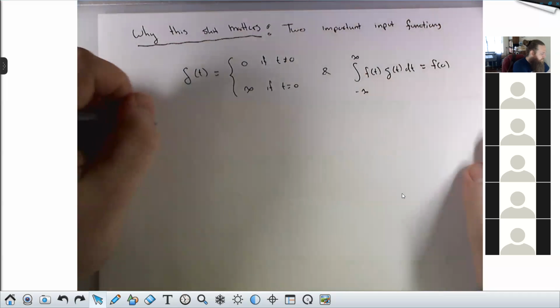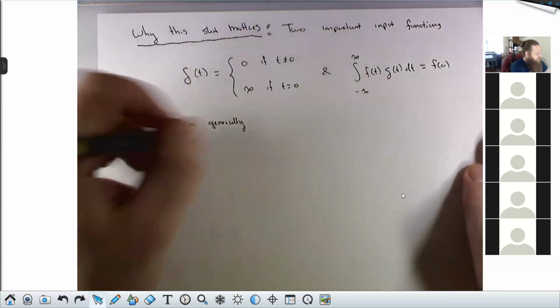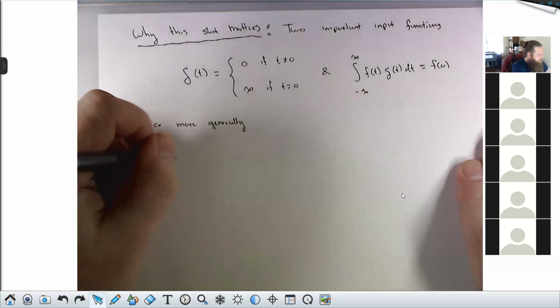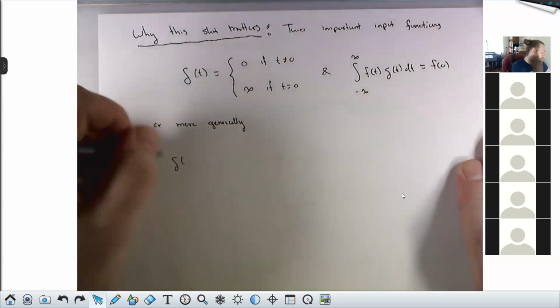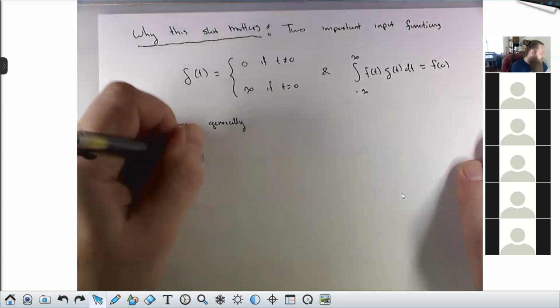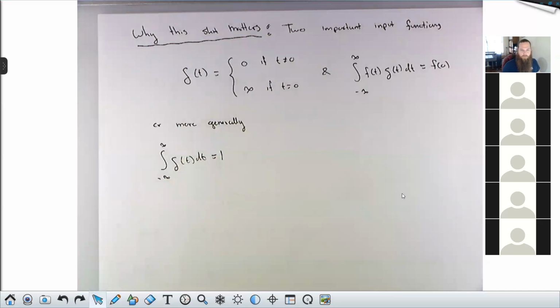Or more generally, the integral from negative infinity to infinity of delta of t dt is always 1. So these three things are a nice way to think about it. It's what's called a distribution function. It's really not a function because it doesn't take a nice defined value at 0. It jumps up to plus infinity. You kind of think of it as a limit of bell curves where the curves get taller and narrower.